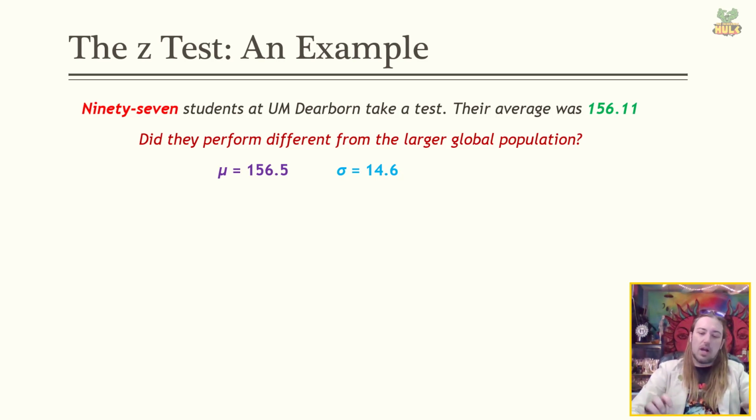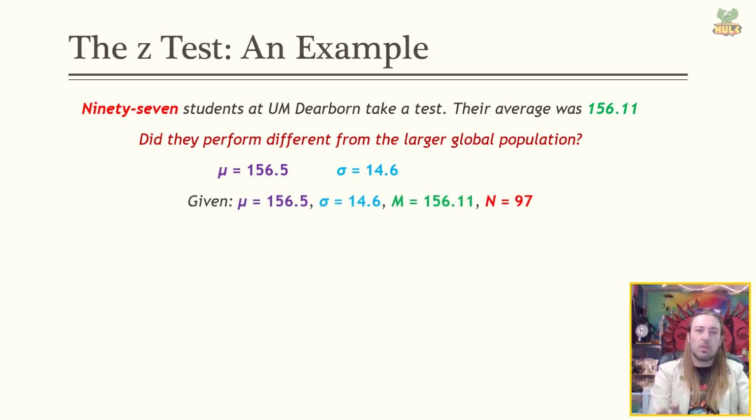Okay, so I always like to take the information out of wherever it is and place it to the side in a location where all of the relevant values, all the statistics and parameters that I need, are right there, easily obtainable. So what do we know in the problem? What can we write to the side? Our population mean 156.5. Our population standard deviation, 14.6. That's how the population performs on this test and the variability of that.